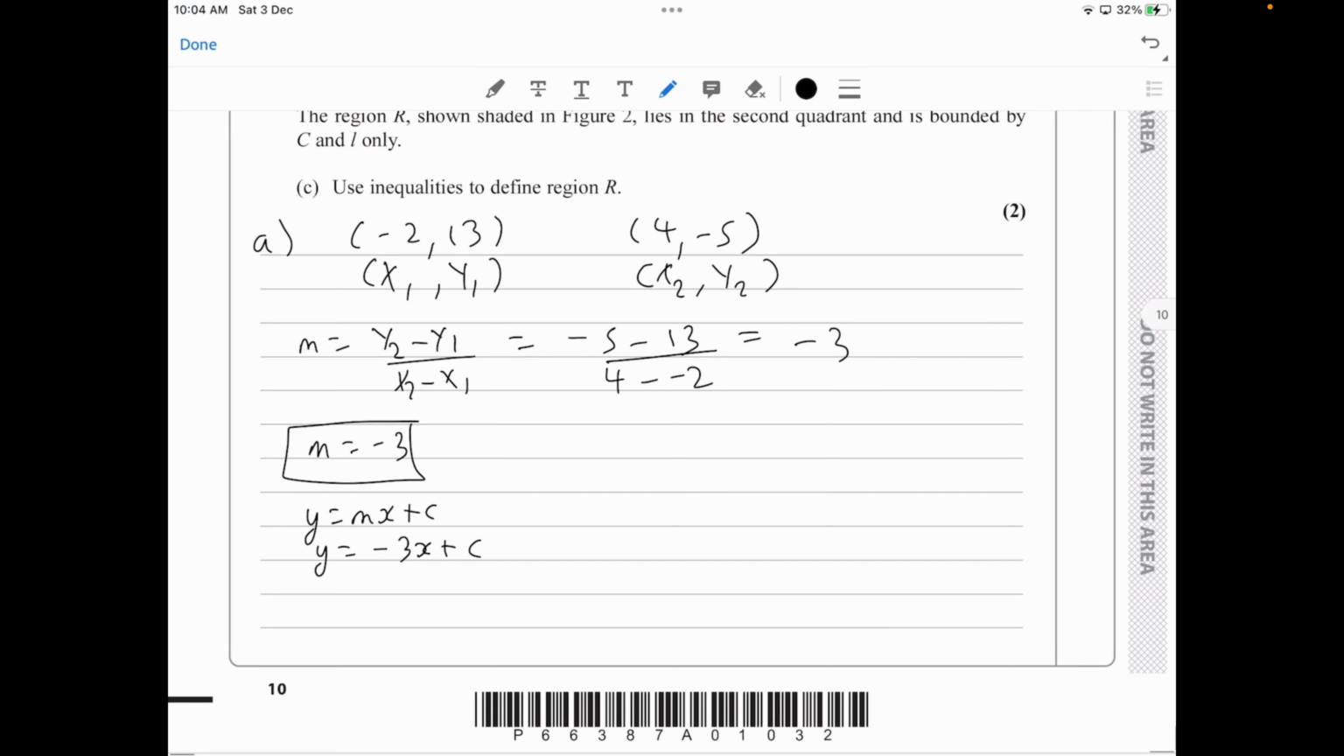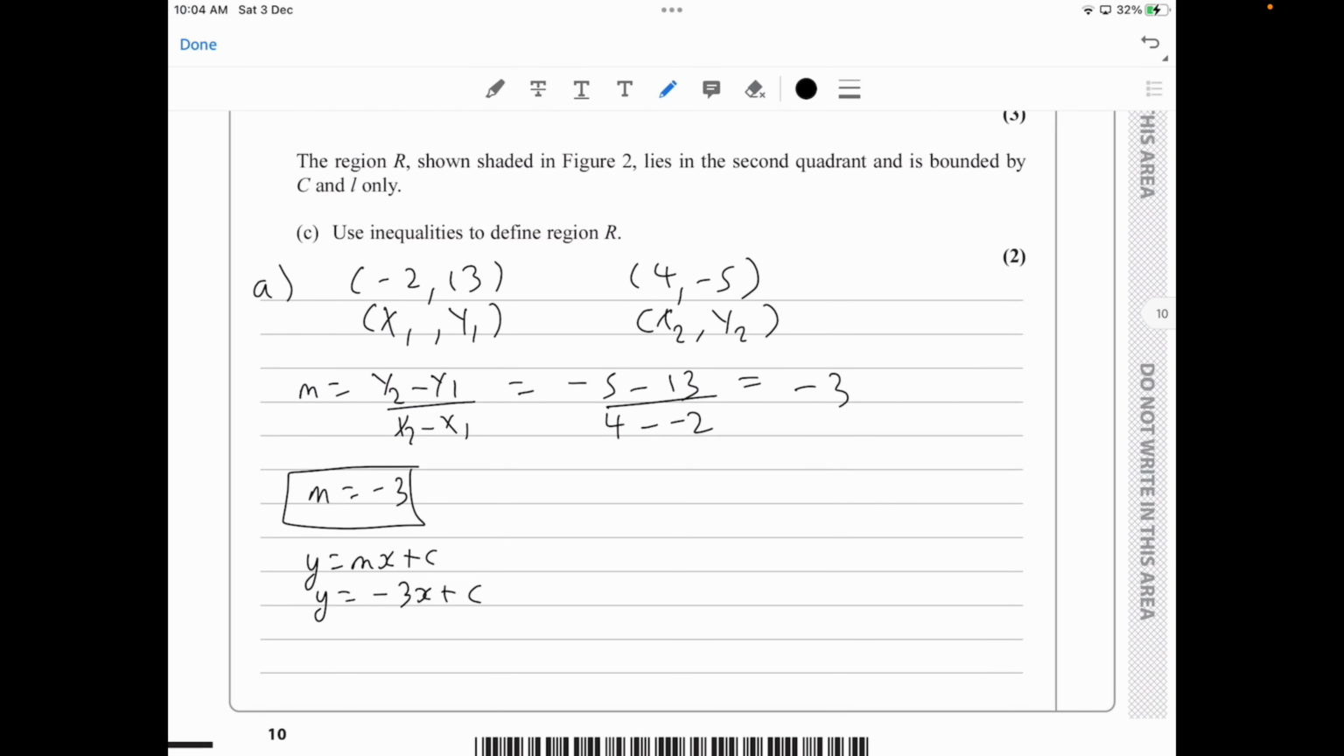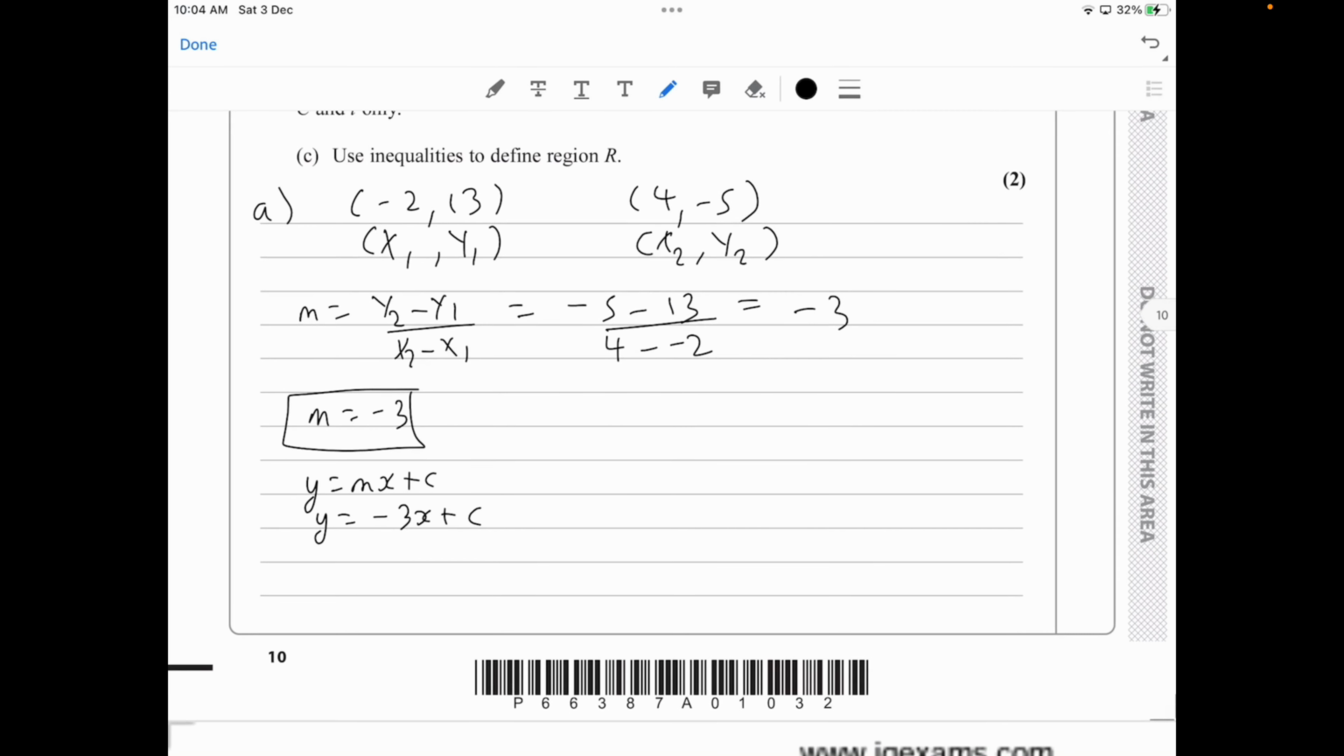Now, how do we find out the value of c? You just plug in any one coordinate. You can plug in this coordinate or you can plug in this coordinate. It doesn't matter which coordinate you plug in, as long as it's either of these two. So I'm just going to use -2 comma 13. In this case, this is going to become x comma y. So we know the y value to be 13 is equivalent to -3 times -2 plus c. I'm just going to put it in the brackets so that's much easier for you to see. If you rearrange all of this, c is going to become equivalent to 13 minus 6, which is going to give us 7. So c is equivalent to 7.